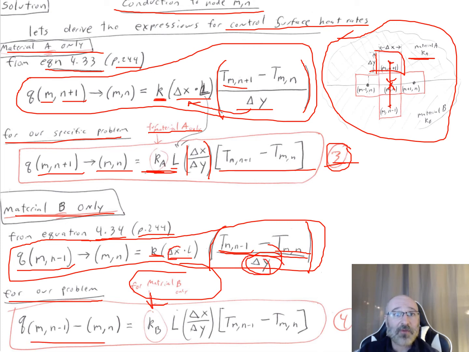We can move it out and put it underneath our delta X. So now we have K sub B times L times delta X over delta Y times this temperature difference between this node, M comma N minus 1, minus temperature of our center node, T of M comma N. And this relates back on our setup page to expression number 4.